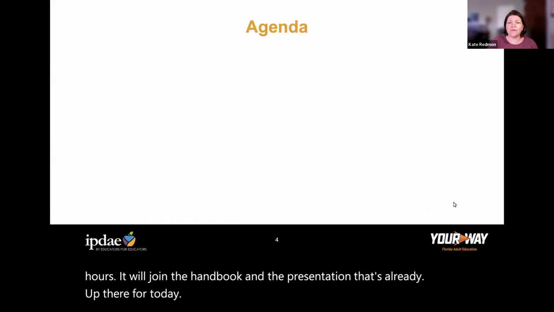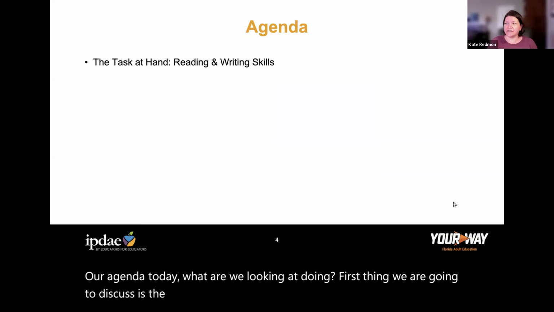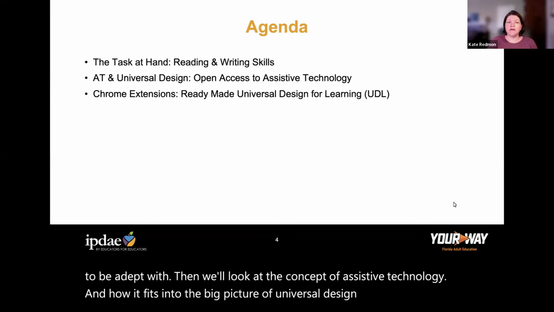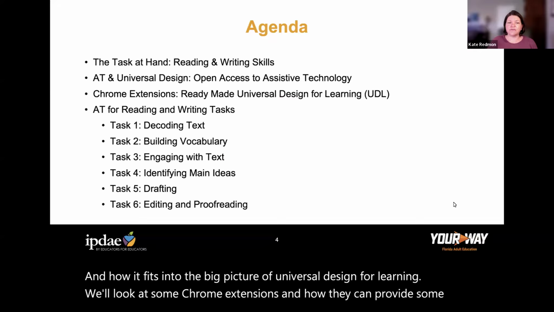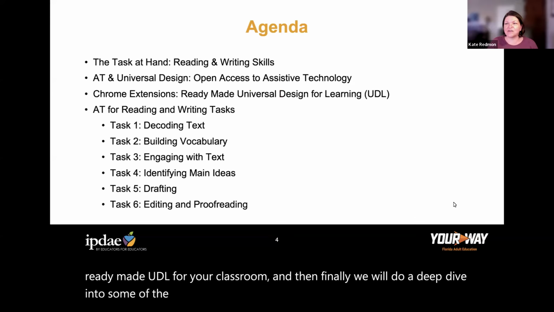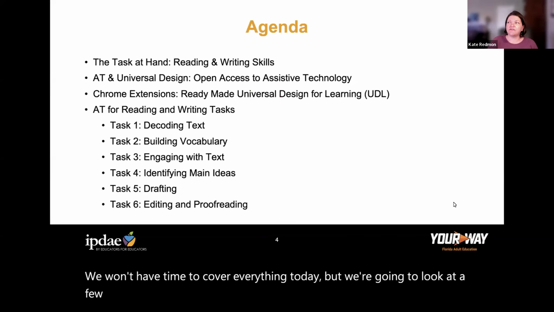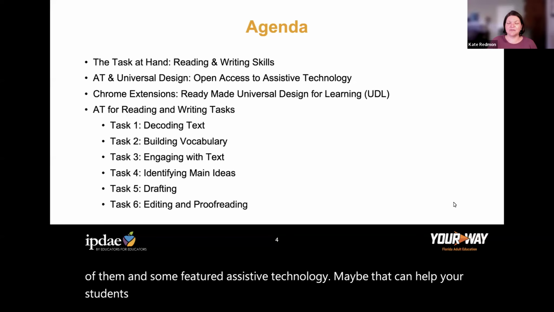Our agenda today, what are we looking at doing? First thing we are going to discuss is the individual reading and writing skills that our students need to be adept with. Then we'll look at the concept of assistive technology and how it fits into the big picture of universal design for learning. We'll look at some Chrome extensions and how they can provide some ready-made UDL for your classroom. And then finally, we will do a deep dive into some of the reading and writing skills. There's so many of them, we won't have time to cover everything today, but we're going to look at a few of them and some featured assistive technology maybe that can help your students. All right, sounds like a lot. We'll see how much we get through.